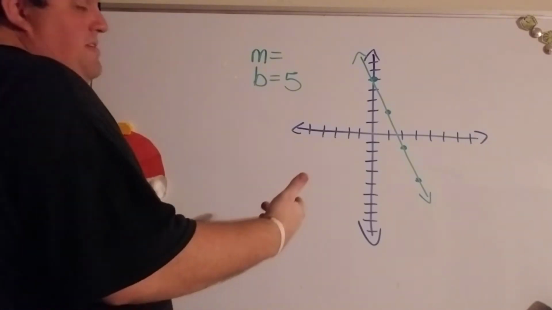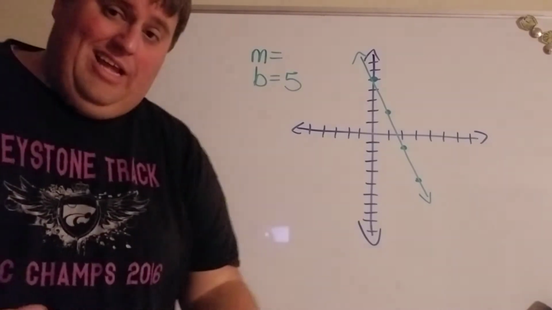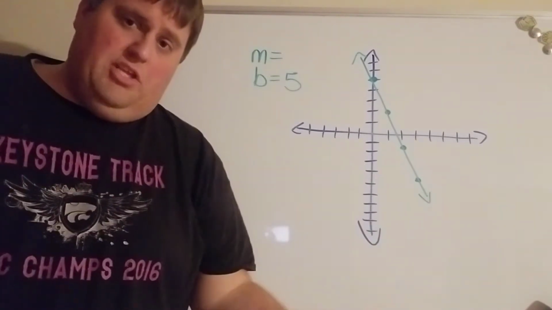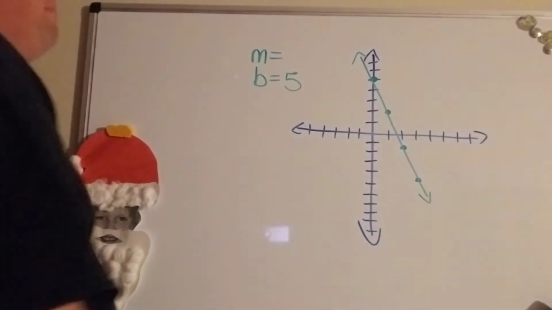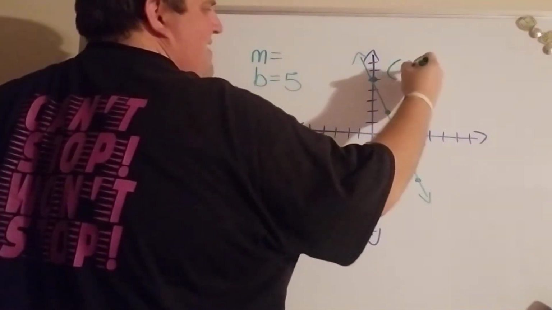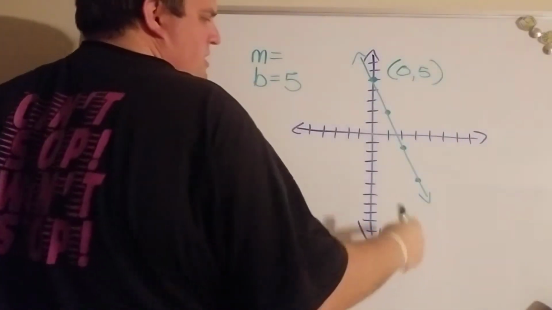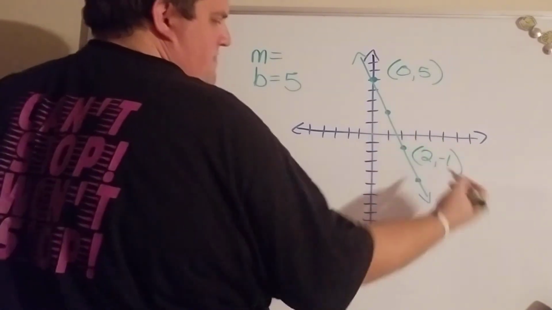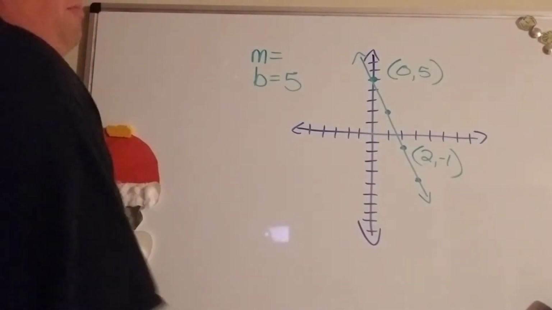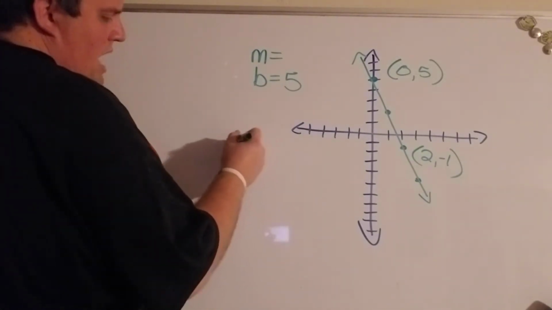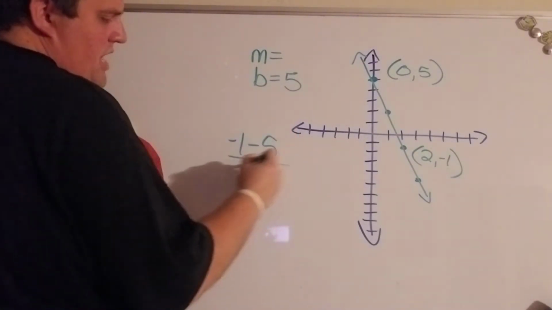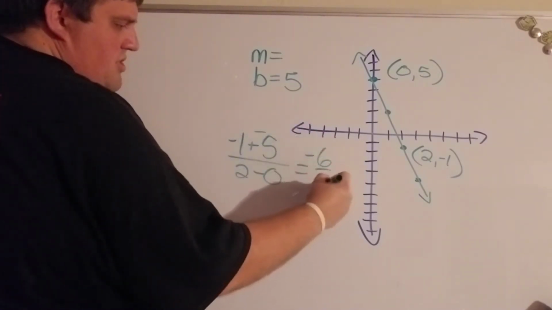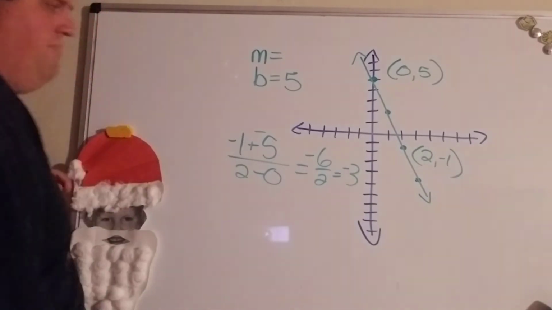Now my slope is a little bit trickier, but we have already done these problems. I can just find 2 points on my line and use my slope formula. Maybe we want to use (0, 5) and (2, negative 1). I could go through my slope formula, y2 minus y1 over x2 minus x1, and get that that's negative 6 over 2, which simplifies to negative 3.